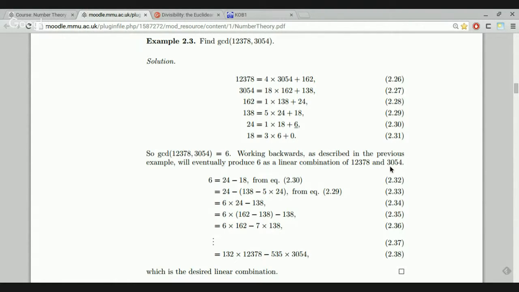So we're moving up the pairings all the time. You just keep going. Keep replacing, collecting, replacing, collecting. Eventually, you replace the 162 with 1278 and 3054, and you'll collect the terms and you'll get your final linear combination. Okay? So you get these coefficients 132 and minus 535. Those are the coefficients for the GCD of the original pair.